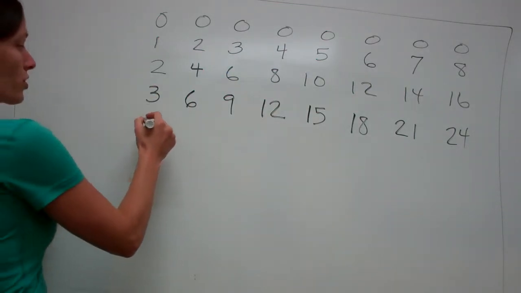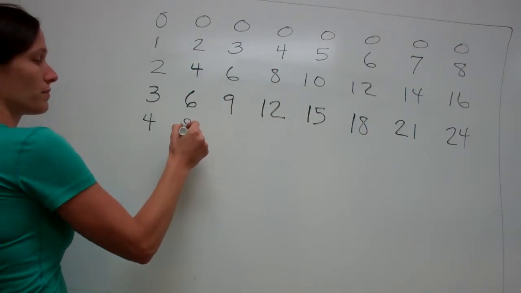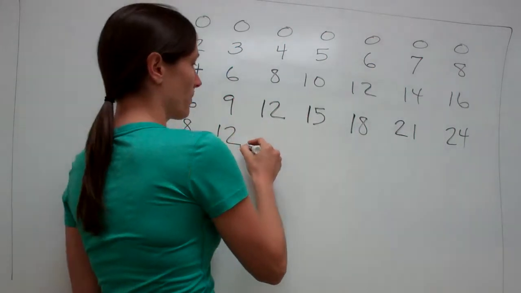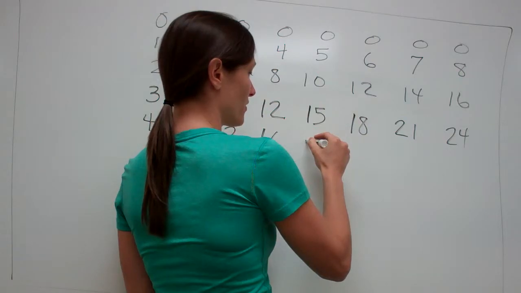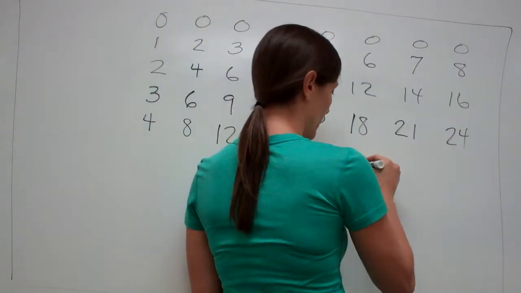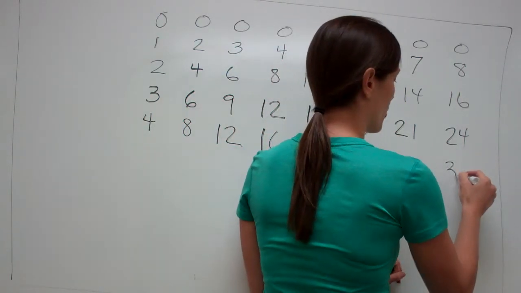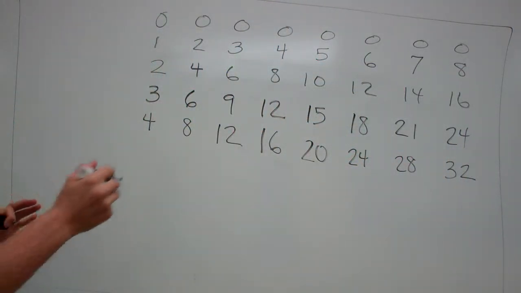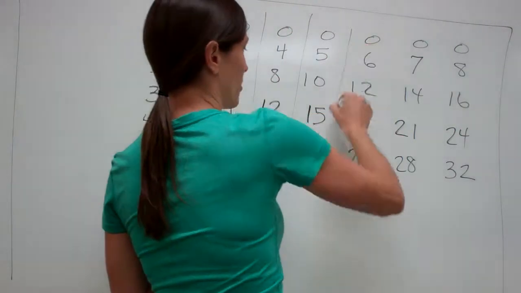Okay, now let's do 4's. 4 times 2, 8. 4 times 3, 12. 4 times 4, 16. 4 times 5, 20. 4 times 6, 24. 4 times 7, 28. And 4 times 8, 32. Now what I want y'all to see, I'm going to stop here for just a minute, and I'm going to kind of do these categories like this so that we'll be able to see better.